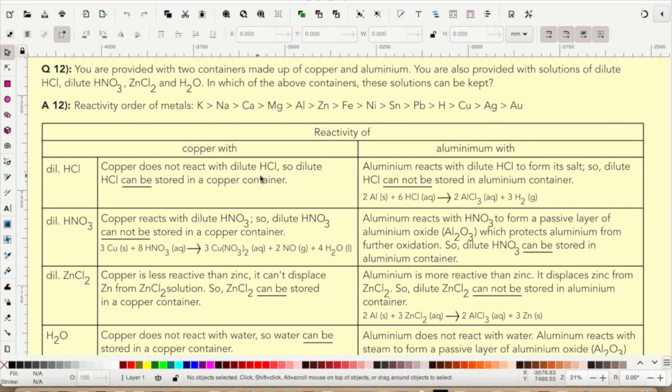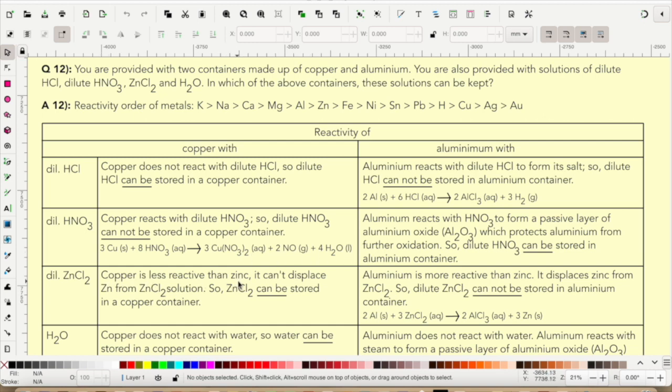Copper does not react with dilute HCl, so dilute HCl can be stored in a copper container. Copper reacts with dilute HNO3, so dilute HNO3 cannot be stored in a copper container. Reaction takes place like this: 3Cu plus 8HNO3 makes 3Cu(NO3)2 plus 2NO plus 4H2O.